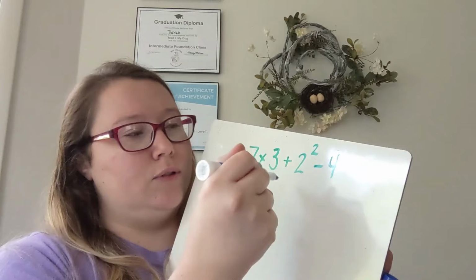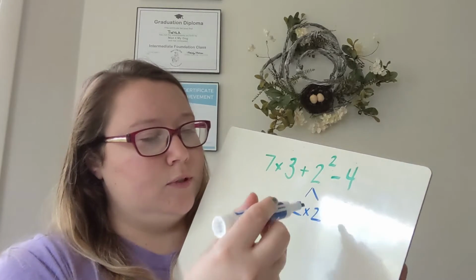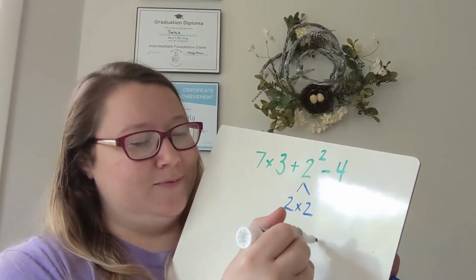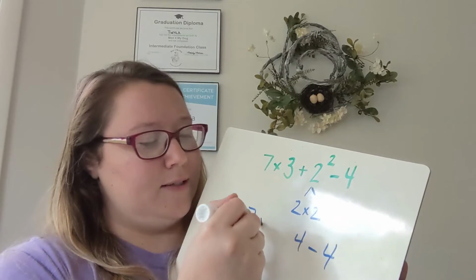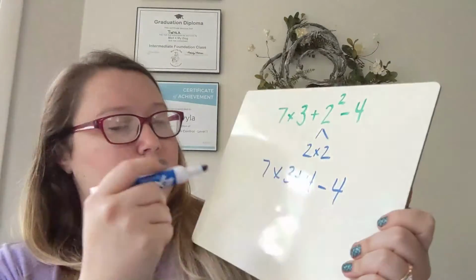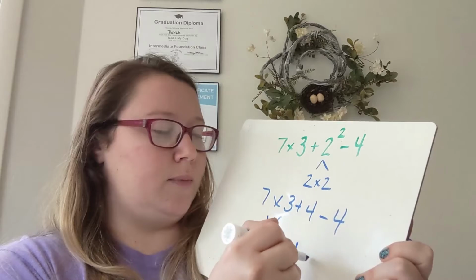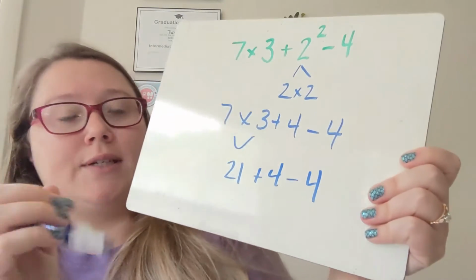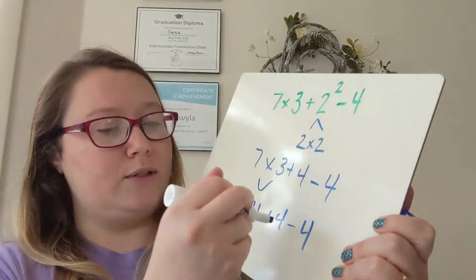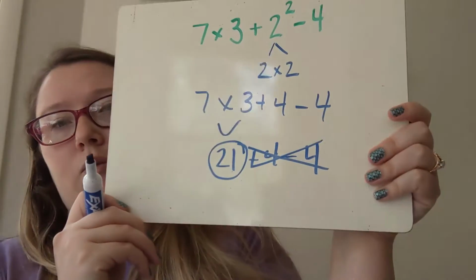I've got 2 squared, which is really 2 times 2, which is really 4. So then we can bring everything else down here. And then exactly what we did before, where we have to solve our multiplication first, which 7 times 3 is still 21, plus 4 minus 4. Okay, I'm just going to do the 4 minus 4 situation here. Cross that off, that's 0, and we're left with 21 now.